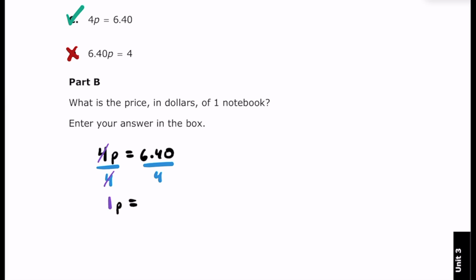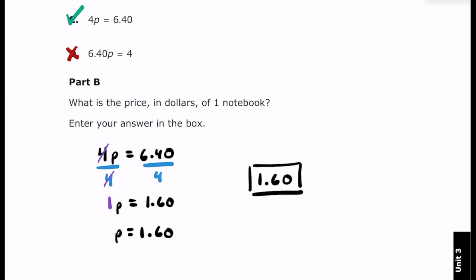And then on the right side, again, this is calculator active, so you can just divide 6.40 divided by 4. If you do 6.4 divided by 4, we should get $1.60. So the price of one notebook would be $1.60 here. I think you can just write 1.6 or 1.60. Either way is going to be fine, but you don't have to put any units when you're typing your answers in. If you wanted to check this, you could take this 1.60 and plug it in right over here. If you have 4 of these 1.60s, you do indeed get $6.40.